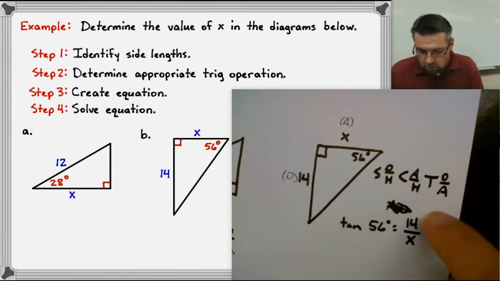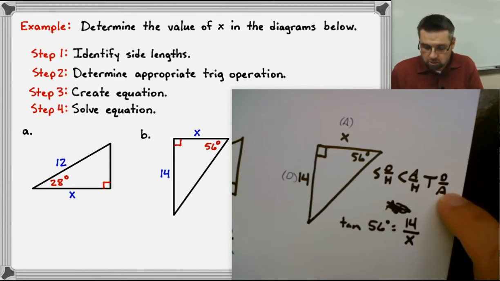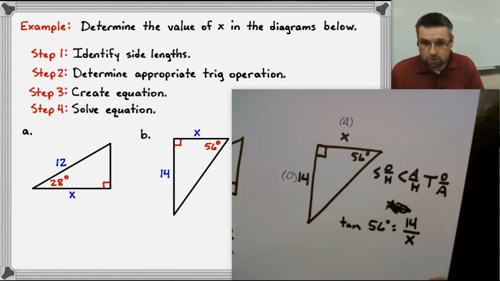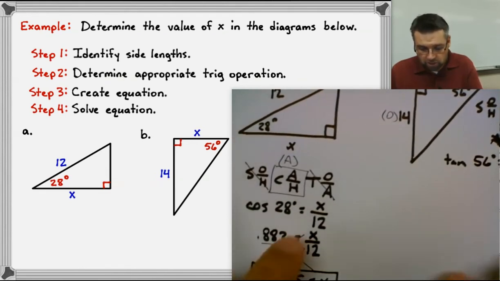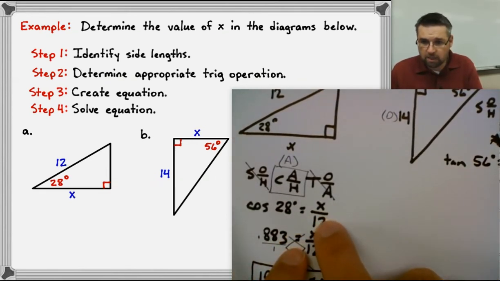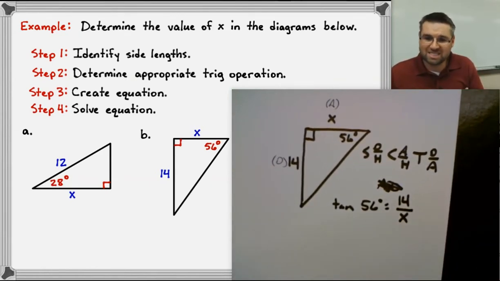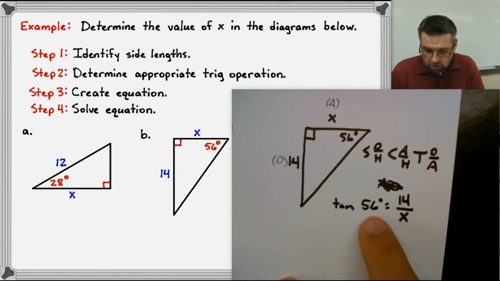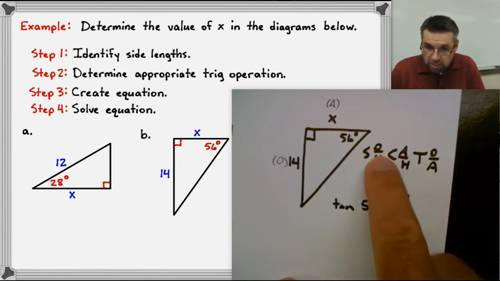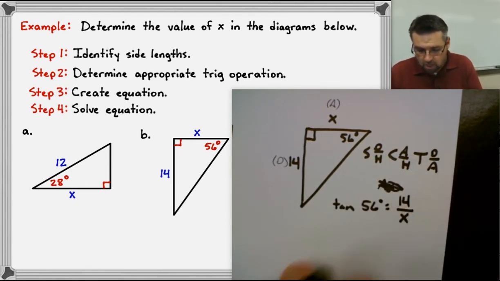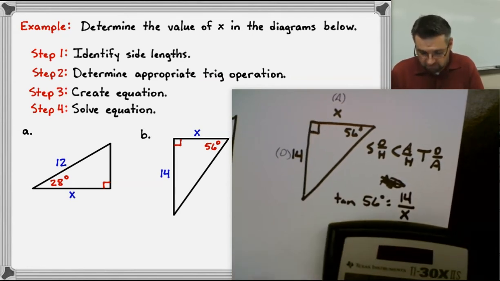SOHCAHTOA. We need to make sure that we're setting up the ratios according to the correct numerator and denominator. Tangent is opposite over adjacent. You'll notice a difference in these two equations. In the first equation, the variable ended up on top. In this equation, the variable ended up on the bottom. You're still going to approach it the same way, but you can't just assume the variable is always going to be on top. You have to make sure that the fraction you write is correct according to the acronym.